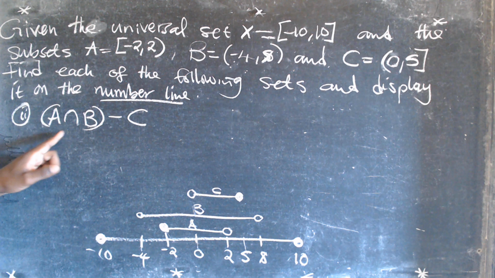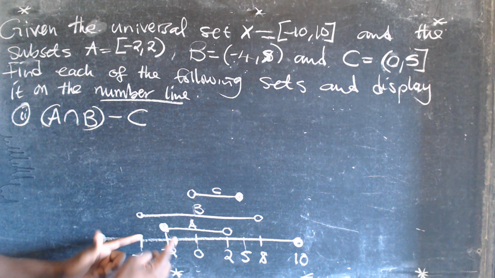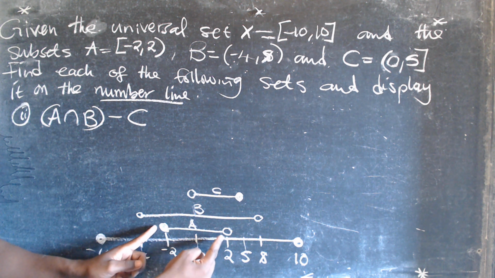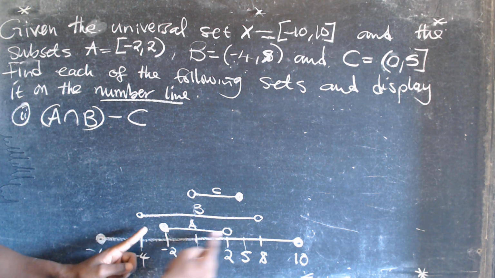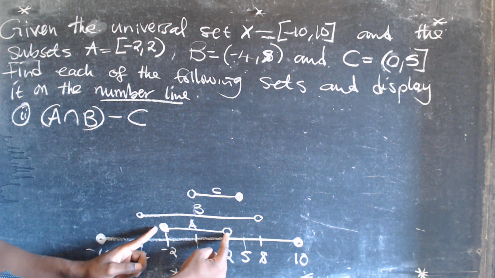So this is going to be set C. We are looking for A intersection B minus C. A intersection B is this one. A intersection B is this part here, which is the same as A. This is A intersection B. B and A, the common part is here. B and A. So this is A intersection B.